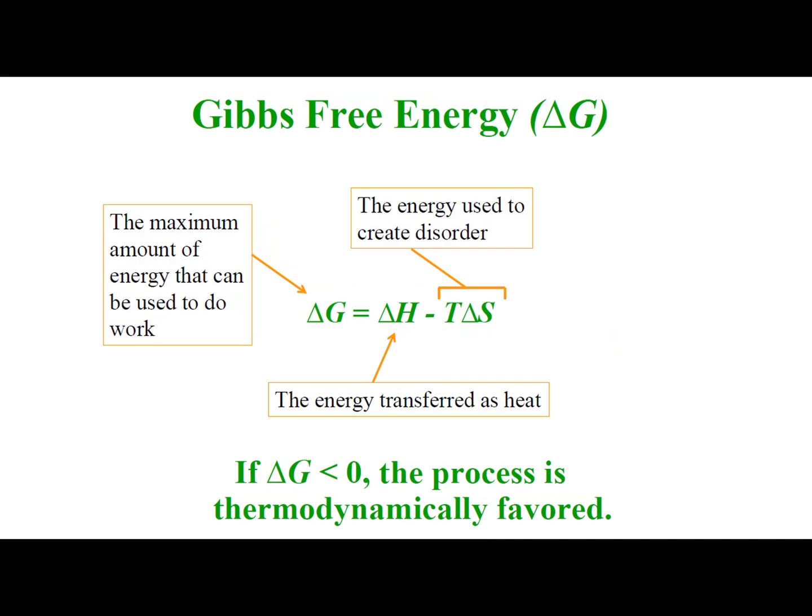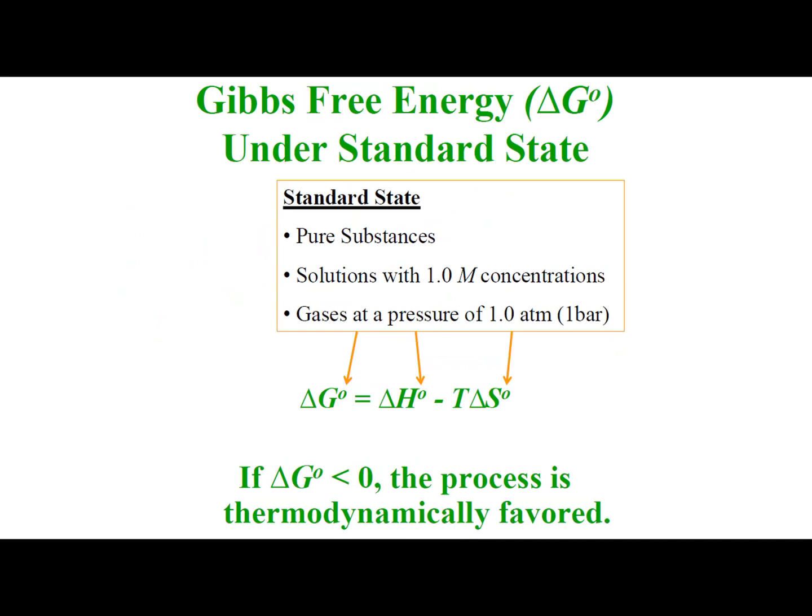Gibbs free energy is defined as the maximum amount of energy that can be used to do work, and it combines the enthalpy, or the energy transferred as heat, minus the energy used to create disorder.